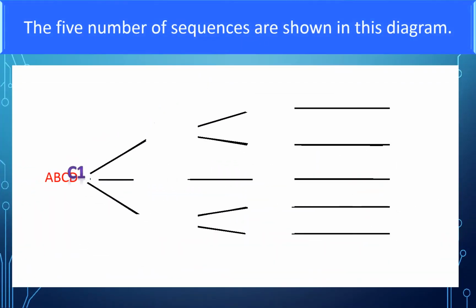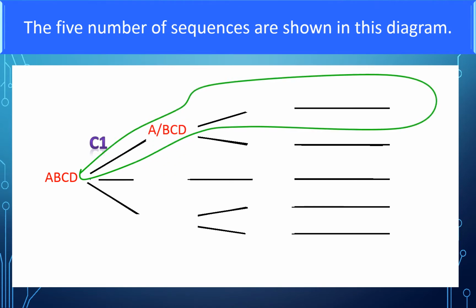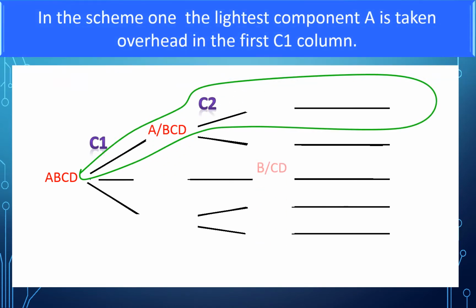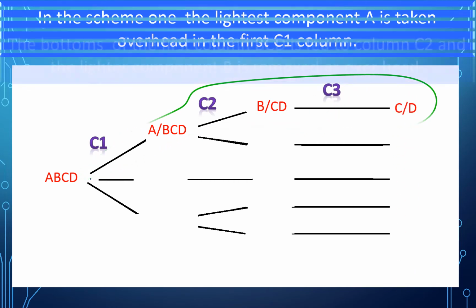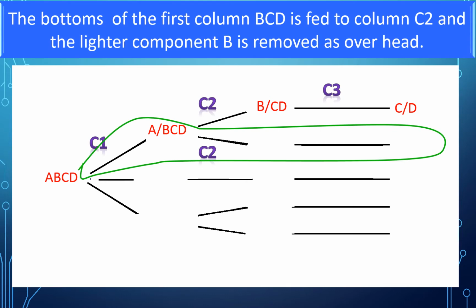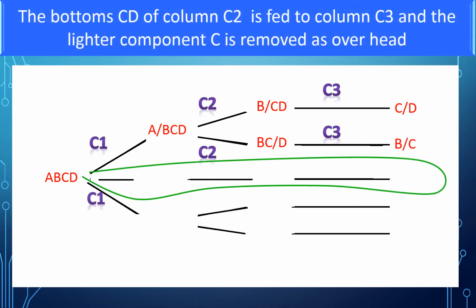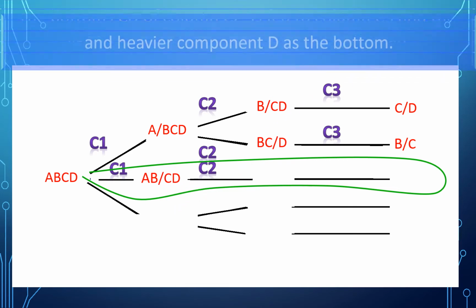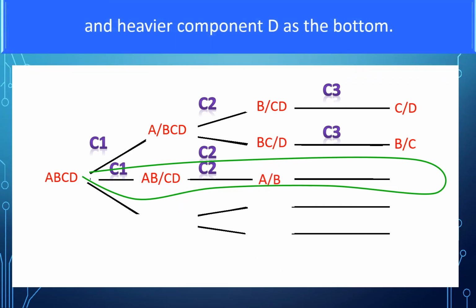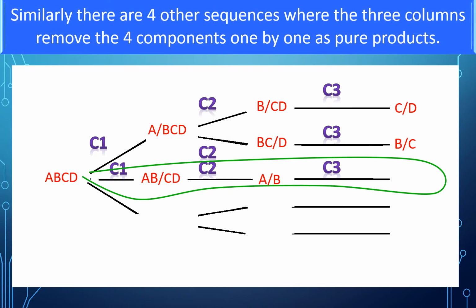The 3 columns and the 5 sequencing schemes are shown in this diagram. In scheme 1, the lightest component A is taken as overhead in the column C1. The bottom of the first column, BCD, is fed to the column C2 and the lighter component B is removed as overhead. The bottom CD of the column C2 is fed to the column C3 and the lighter component C is removed as overhead and the heavier component D as the bottom. Similarly, there are 4 other sequences where the 3 columns remove the 4 components one by one as pure products.